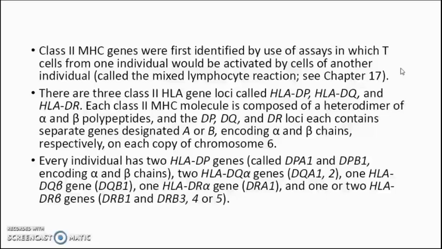Every individual has two HLA-DP genes called DPA1 and DPB1, encoding alpha and beta chains; two HLA-DQ alpha genes, DQA1 and 2; one HLA-DQB gene, DQB1; one HLA-DR alpha gene, DRA1; and one or two HLA-DRB genes, DRB1 and DRB3, 4, or 5.